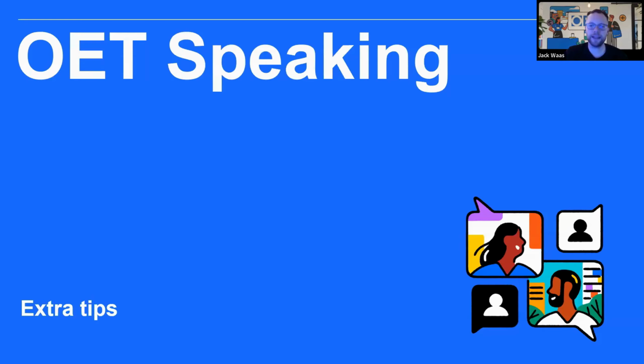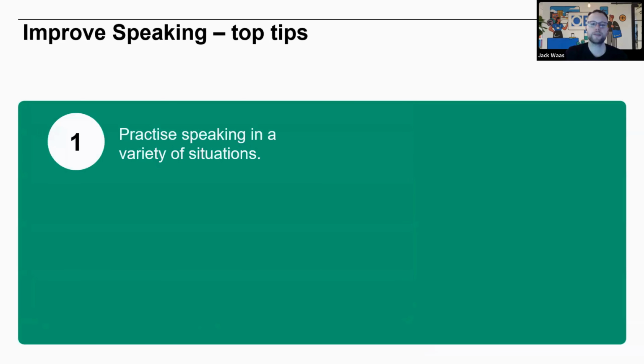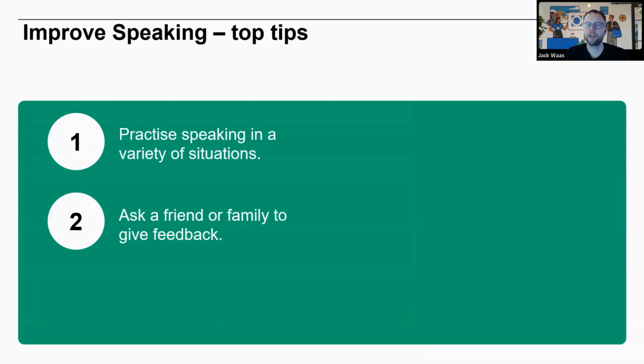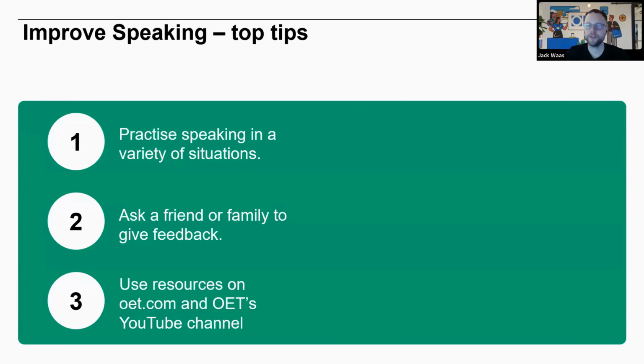Before moving on to take any questions you might have, I would like to offer some extra tips to consider when preparing for OET speaking. First tip here, practice speaking in a variety of situations. Imagine speaking with patients in different settings, such as a hospital, their home, or clinic. Choose a friend or family member to role play with. Explain the skills you need to demonstrate, ask for their feedback. Use the resources on our website, such as the sample test and our YouTube channel.